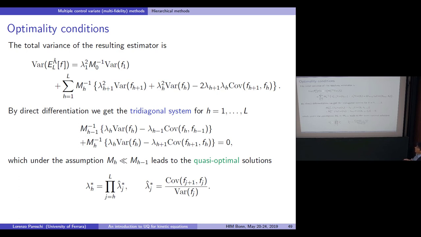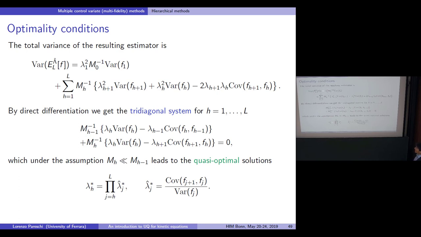Then this is a multidimensional function in the space of the parameters which modulate the effect of the control variates. So we can do a direct differentiation as we did yesterday. The main difference is that yesterday we obtained a full system. Now here we get a tridiagonal system, which is satisfied by our optimal set of parameters. One of the problems with this system is that it depends on the situation you have, because it depends on how the various models are correlated. In general, of course, solving a tridiagonal system is not an issue.